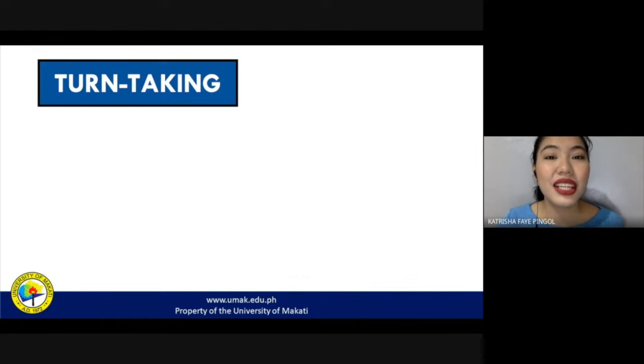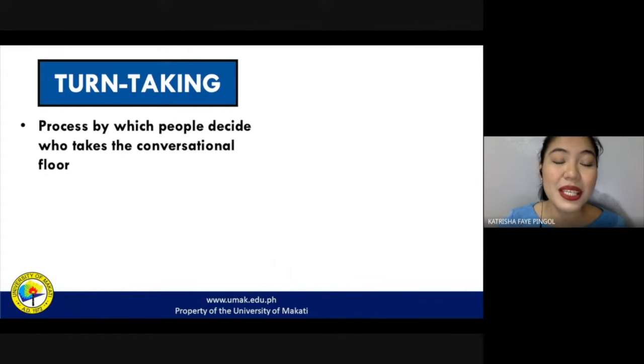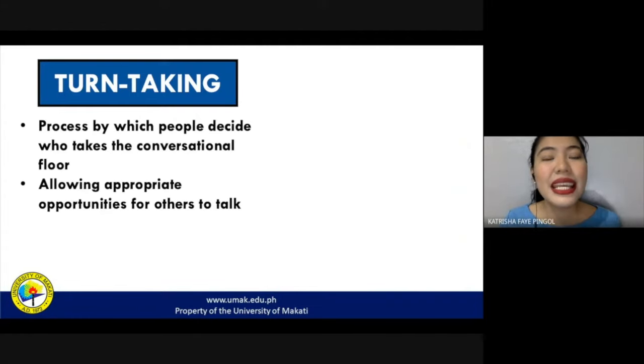The third communicative strategy is what we call turn-taking. Turn-taking simply refers to the process by which the communicators, the people involved in the communication process, decide who will take the conversational floor, who would be speaking at this particular moment in the communication process. Turn-taking is very essential because this is something that we practice every day without really knowing that we are doing it. It is a very critical communicative strategy because it allows appropriate opportunities for others to talk.